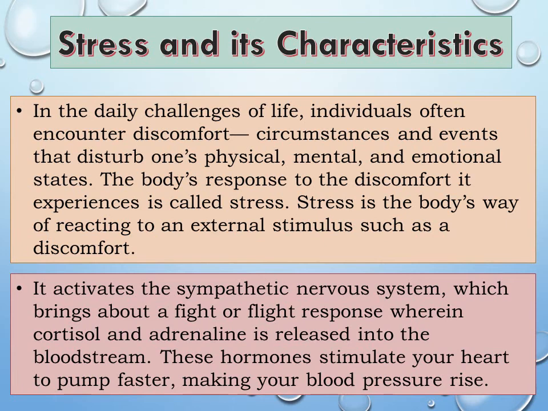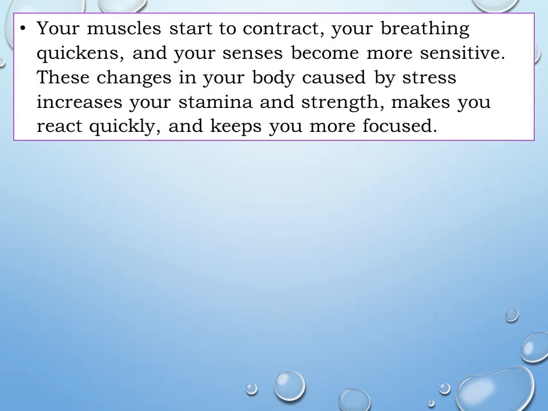So when we say cortisol, it is the primary stress hormone, which increases sugars or glucose in the bloodstream. It enhances your brain's use of glucose and increases the availability of substances that repair tissues. Cortisol also curbs functions that would be non-essential or detrimental in a fight or flight situation. Your muscles start to contract, your breathing quickens, and your senses become more sensitive. These changes in your body caused by stress increase your stamina and strength, make you react quickly, and keep you more focused.